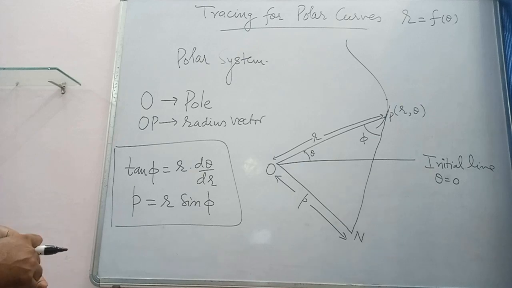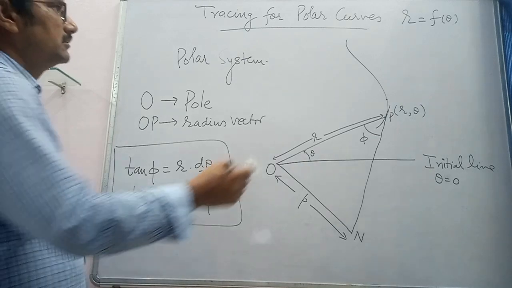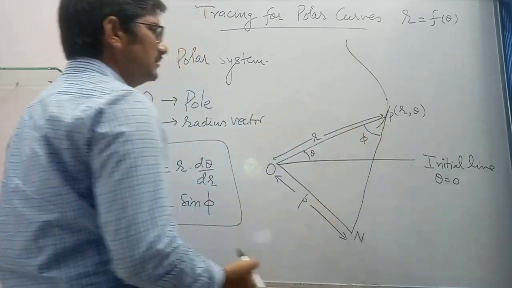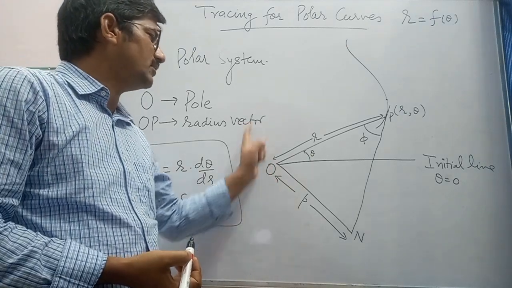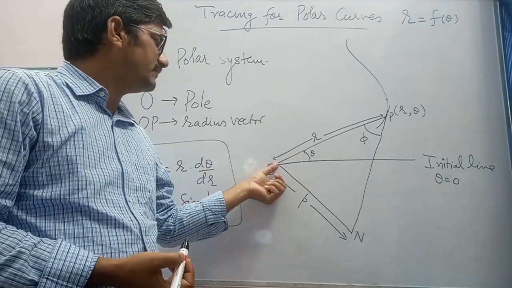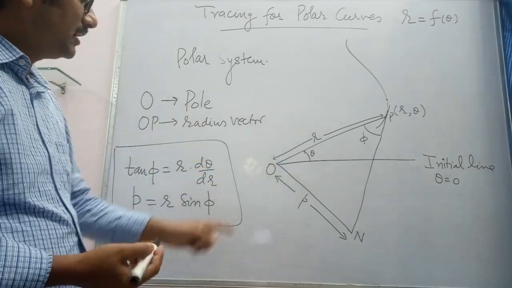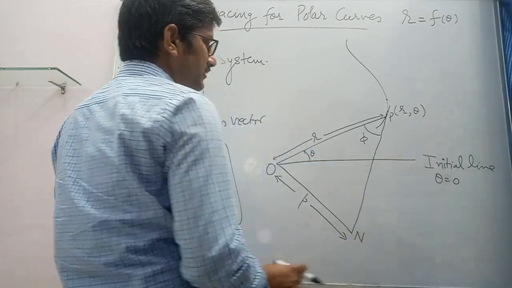Okay, let us introduce the polar system. Suppose this is a curve, r is equal to f theta, and P is any point on this curve. We fix a point in this polar space. We fix a point O here, that is known as the pole, and we draw a horizontal line in this direction, that is known as the initial line.